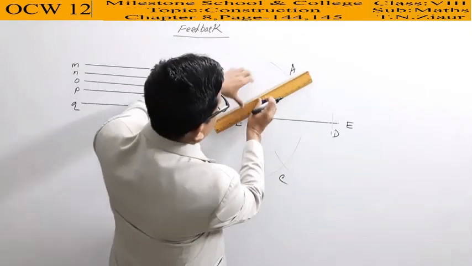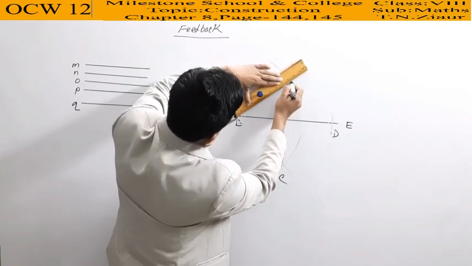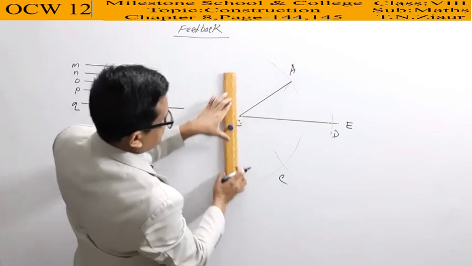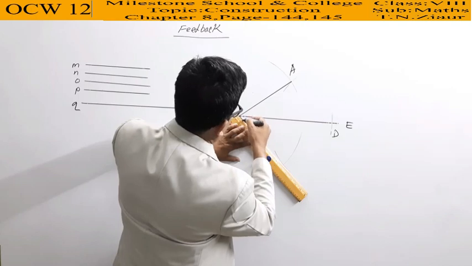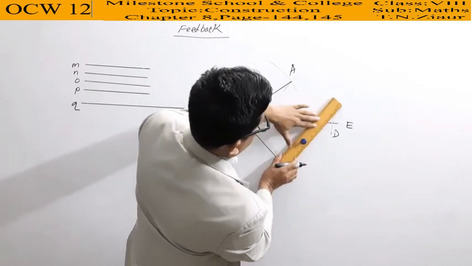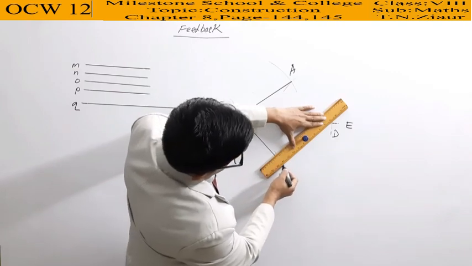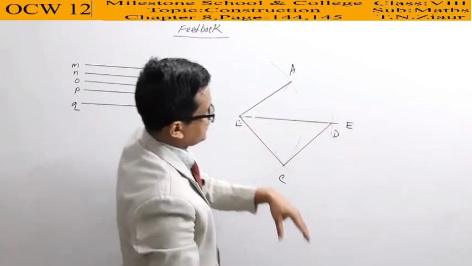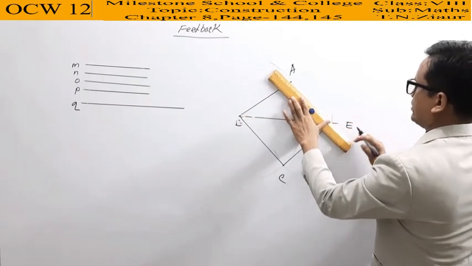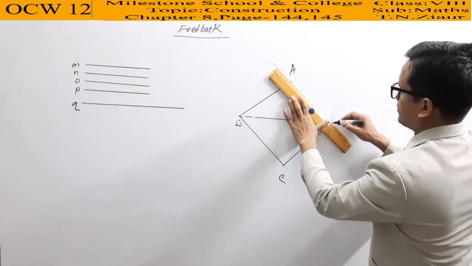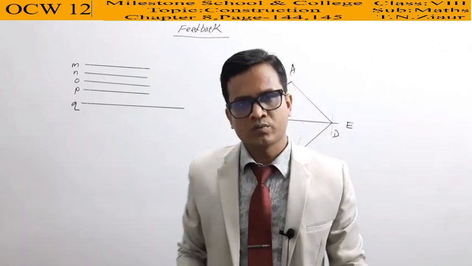Now just join this one. Okay, just join this. Join this one. It's very easy to draw the quadrilateral. Clear? Okay, and join this one, A, D. So ABCD is a required quadrilateral.